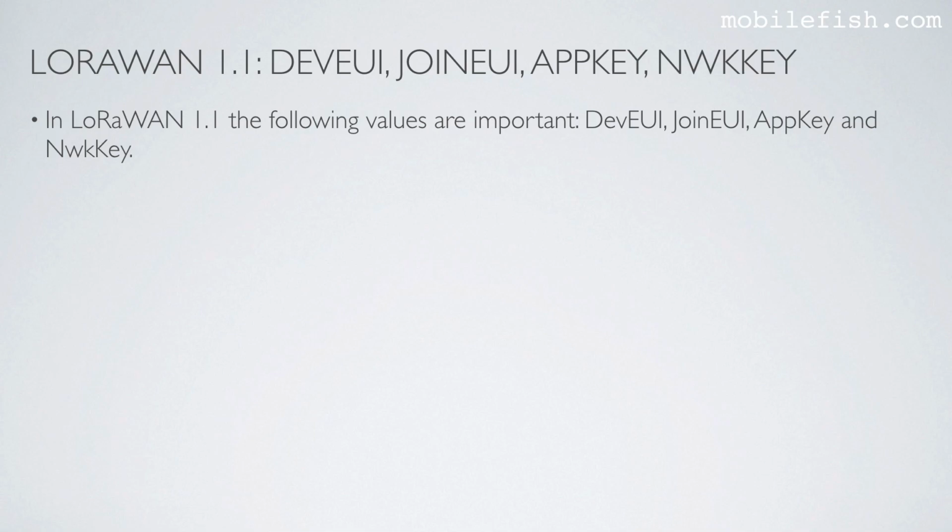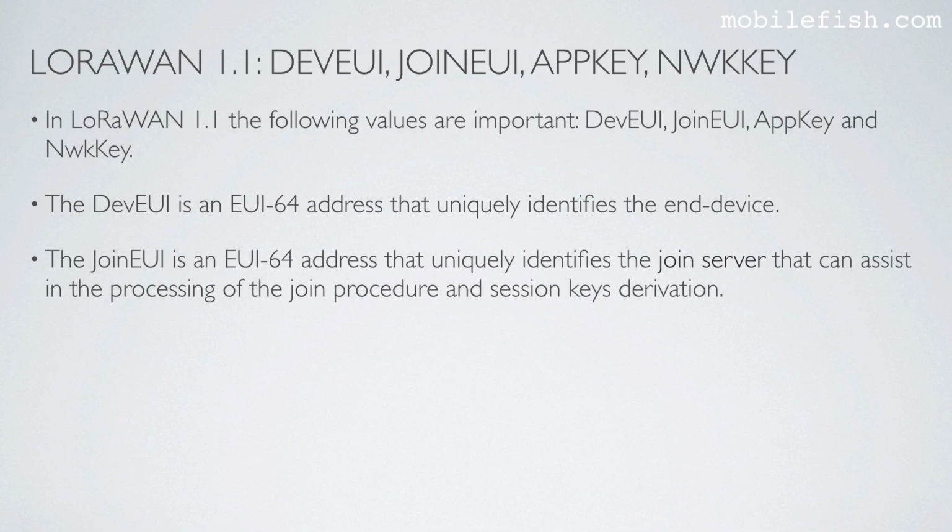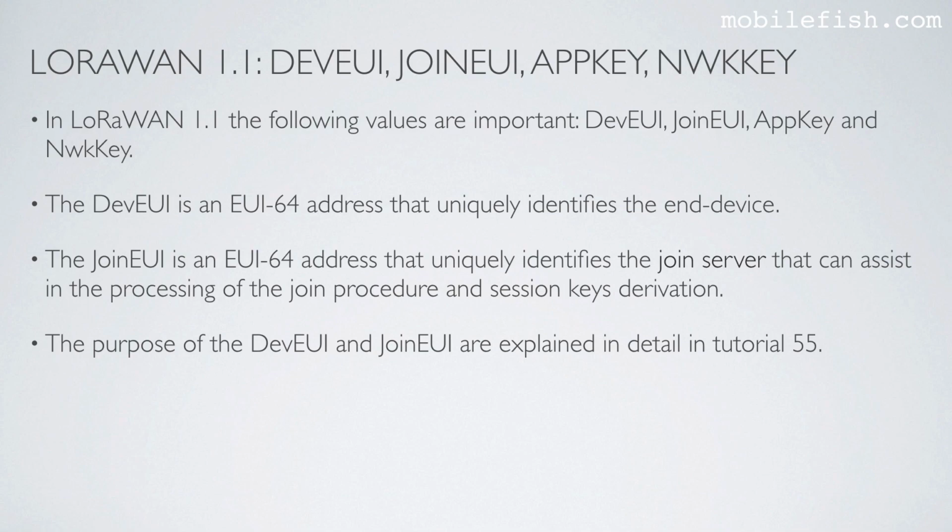In LoRaWAN 1.1, the following values are important: DevEUI, JoinEUI, AppKey, and NwkKey. The DevEUI is an EUI-64 address that uniquely identifies the end device. The JoinEUI is an EUI-64 address that uniquely identifies the join server that can assist in the processing of the join procedure and session keys derivation. The purpose of the DevEUI and JoinEUI are explained in detail in tutorial 55.